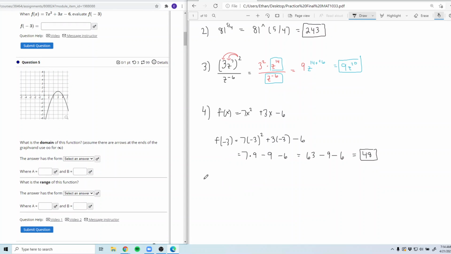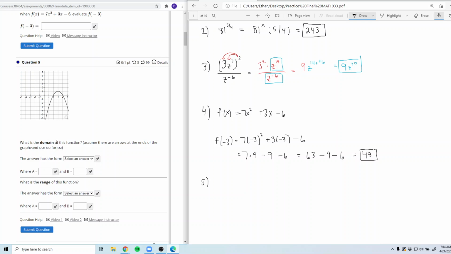Okay, number 5. Number 5, this is really just a graphing problem. All right, looking at the graph here, we have the shape. And it's asking, what is the domain? What is the range? Well, the domain is the x values being used.